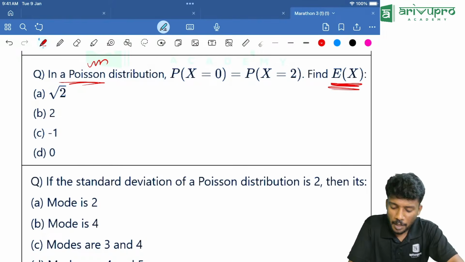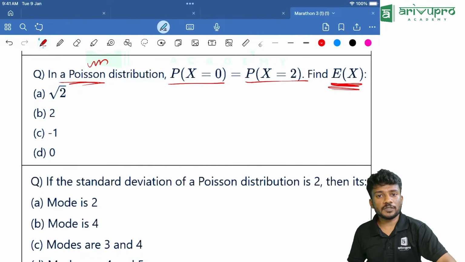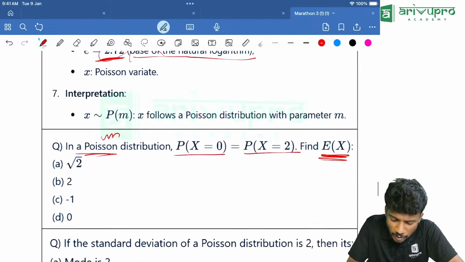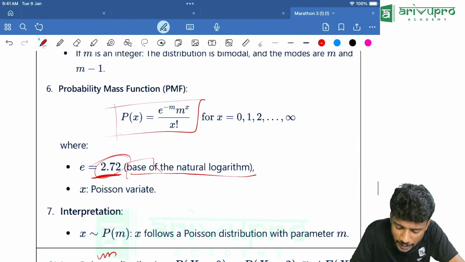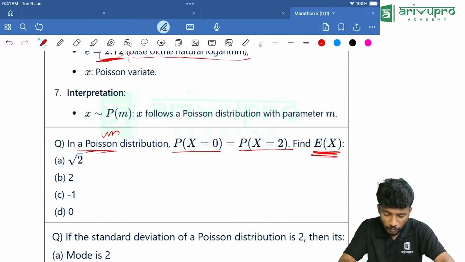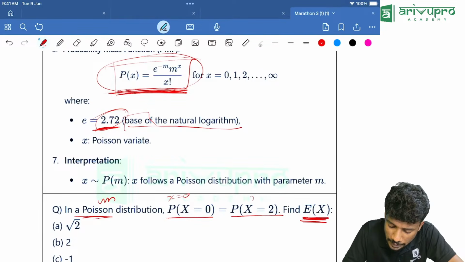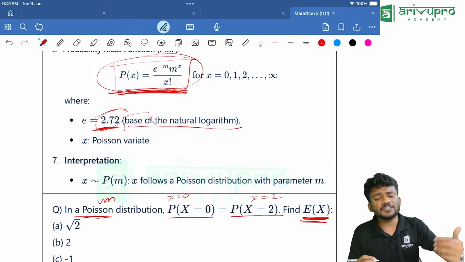Now people, P of x equals 0 is given. P of x equals 2 is given. How will you equate it? We need to find the probability. What is the formula for finding probability using the Poisson distribution? This is the formula. We will apply that formula. So what is the x value? Here x is equal to 0. Here x is equal to 2. We are going to apply the formula one by one.